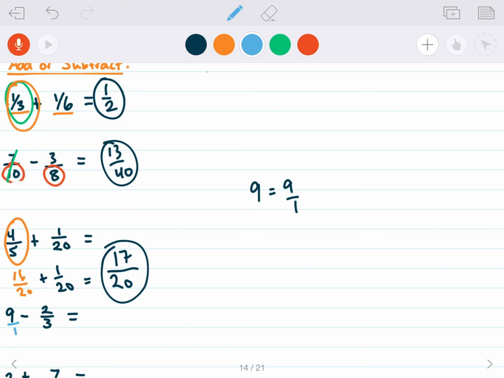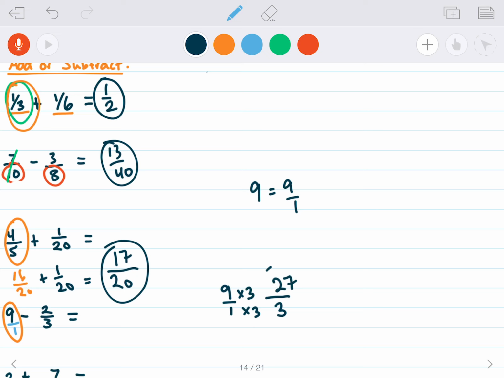So can I change a 1 into a 3? Can I change a 3 into a 1? Well, I can change a 1 into a 3 by multiplying by 3, so I'm going to change the 9 so that I can subtract them. So let's go ahead and do that. I have 9 over 1, and I want it to have a denominator of 3 so that they have the same denominator. So on the bottom, what times 1 is equal to 3? Well, 3. 1 times 3 is equal to 3. So I have to do the same thing at the top. 9 times 3 is 27.